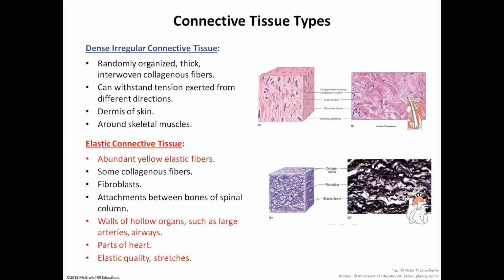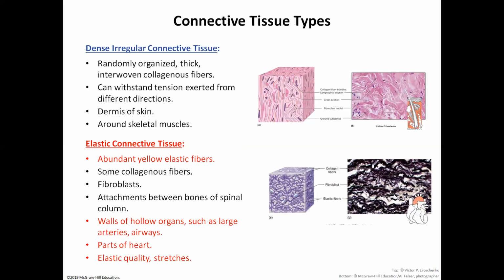In dense irregular connective tissue, this is more of collagen fibers that are randomly composed and woven together. The reason that this is useful for skin is because it helps you to have tension in different directions. That's what allows for a lot of bending and twisting and lots of range of motion to take place. So usually we find this around our skin and around our skeletal muscles.